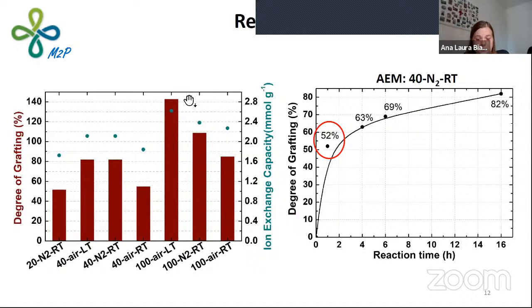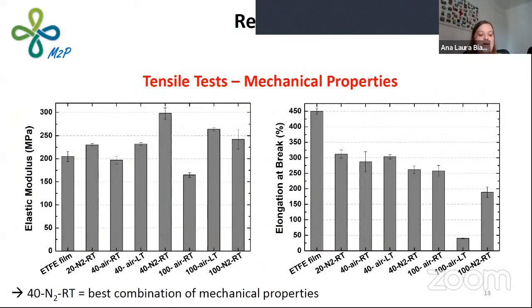And the one irradiated under nitrogen atmosphere reached 109%. So they have all higher ICs. In order to evaluate modifications on mechanical properties after irradiation, we perform tensile stress tests. Considering the process steps that ETFE films go through, like irradiation, grafting, and functionalization, it's reasonable to predict that they may affect the mechanical properties of the resulting membranes.